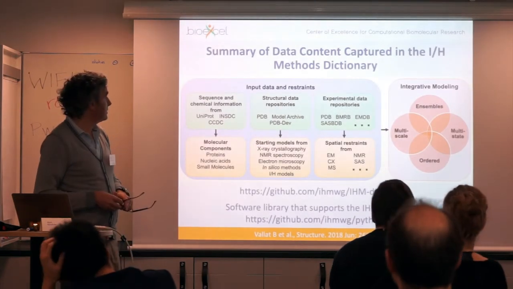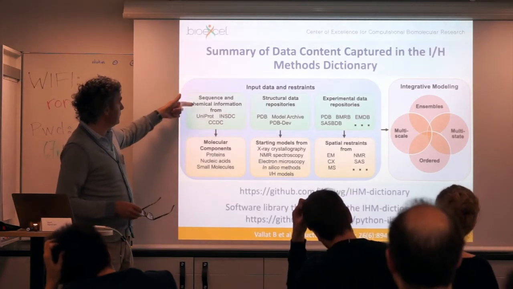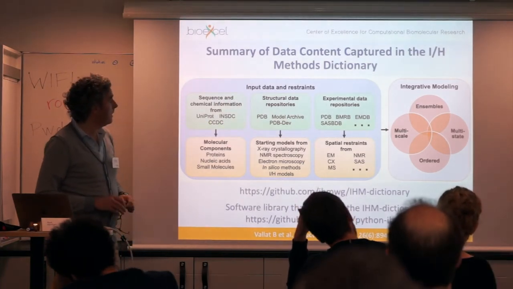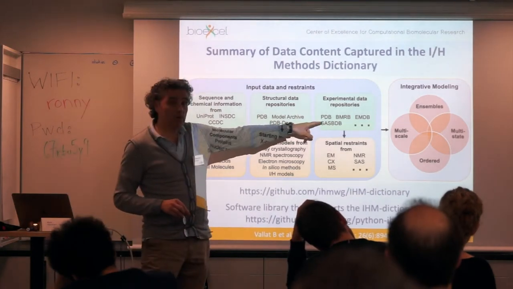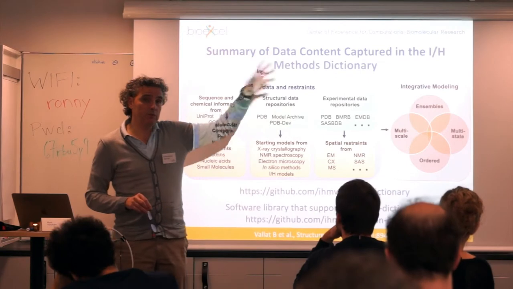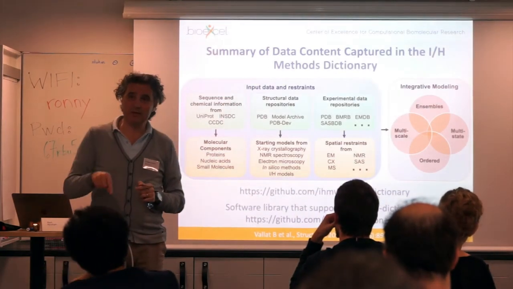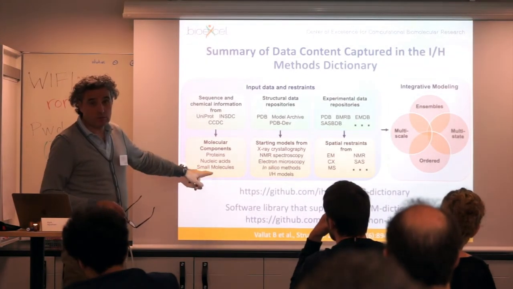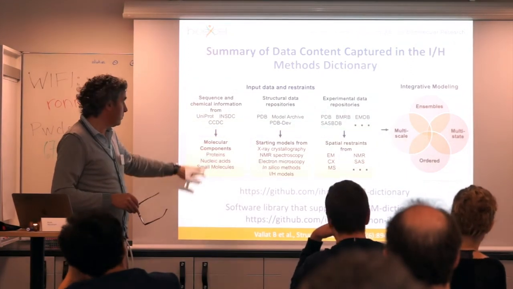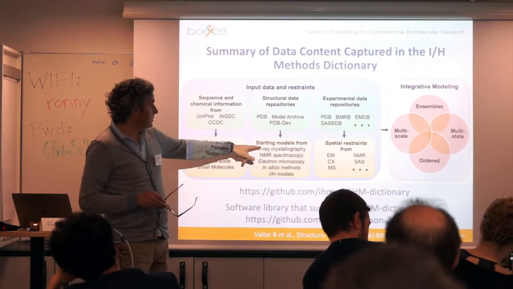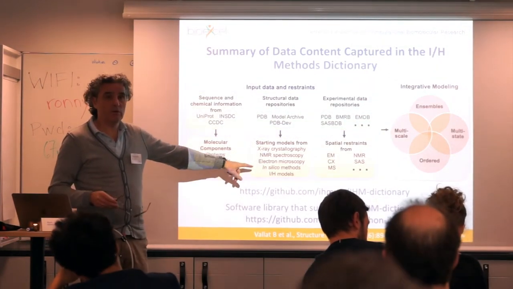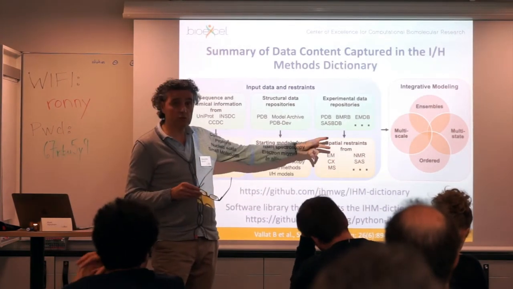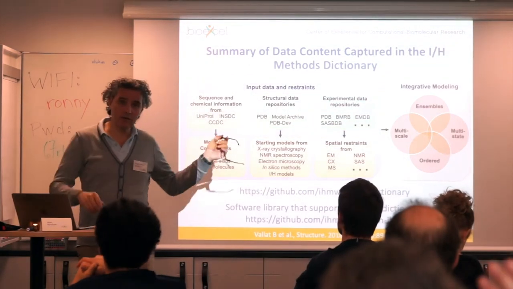So what is captured in the model? You will have sequence and chemical information. You will have structural data repositories. Experimental repositories, so the model doesn't capture everything. If there's a repository where you would put your data, you would just link to that, but it would not be part of the file itself, of this mmCIF integrative modeling file. So you would describe the chemical entities, so the small molecules. If you have a cofactor in your system, whatever, it will be described here. It will describe also the starting models. So there was a discussion about which PDB entry did you use as starting point. So this information will be there. And spatial restraints that you use to build the model. Say you have a few cross-links from MS, they are going to be described there.